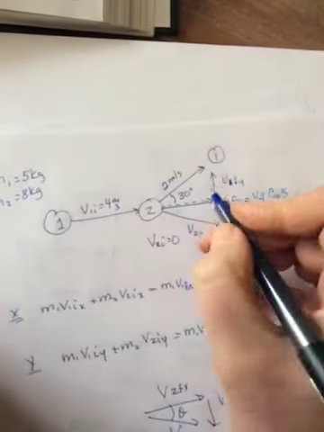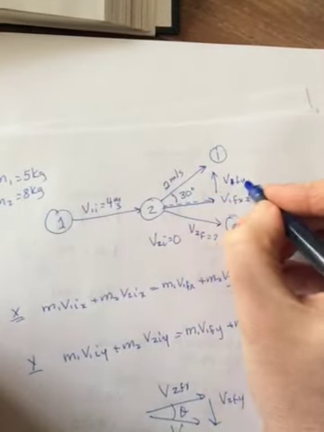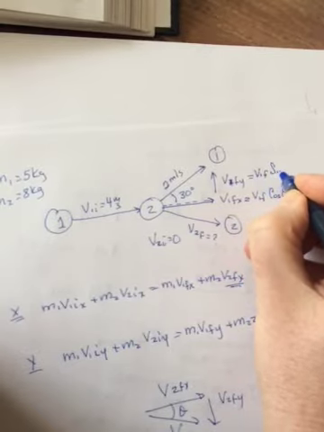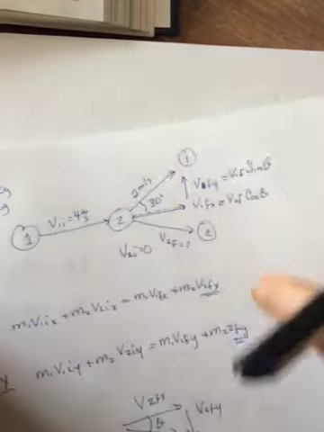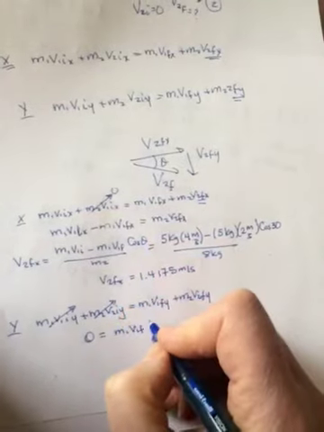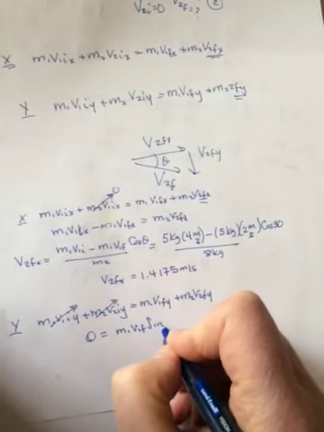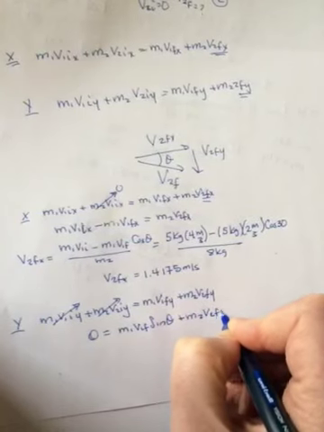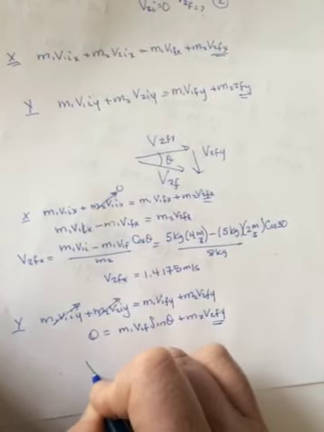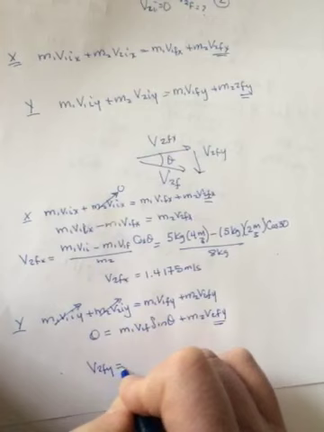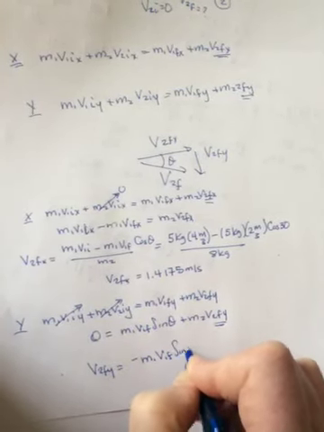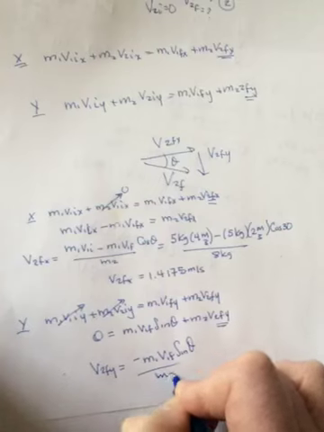So look up here, here's the v1 final y. It's the opposite side, so it's equal to v1 final sine theta. So down here, m1 v1 final sine theta plus m2 v2 final y. Solving for v2 final y: negative m1 v1 final sine theta over m2.